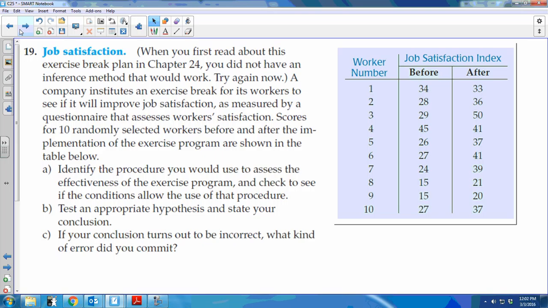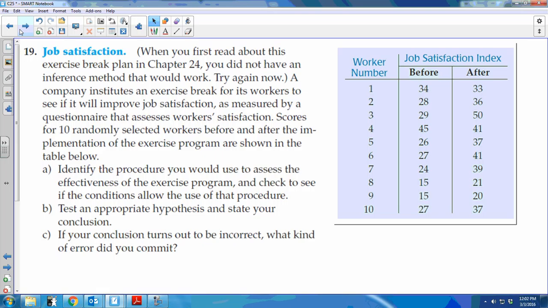So we talked about in chapter 24, we couldn't do a 2-sample t-test because you have one sample, right? You have 10 workers that are independent, but the information isn't independent of each other. It's paired. Okay? So A just says identify the procedure you would use and then check the condition. Again, once we get into this chapter, you have to stop and think, is it a 2-sample t-test or a paired t-test before you move forward?